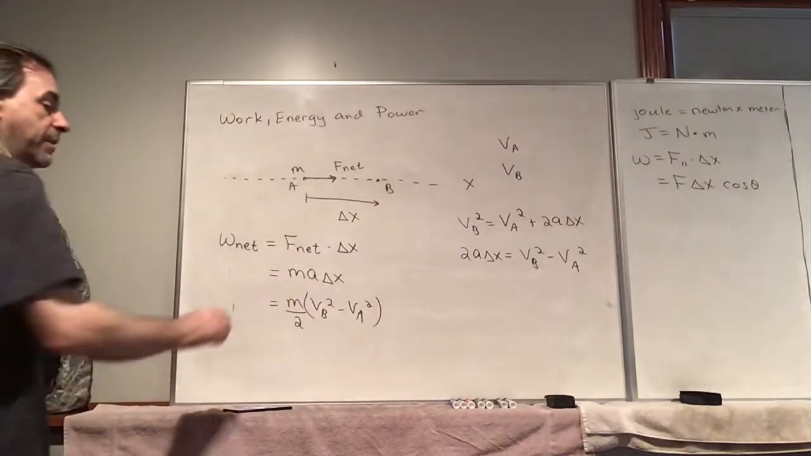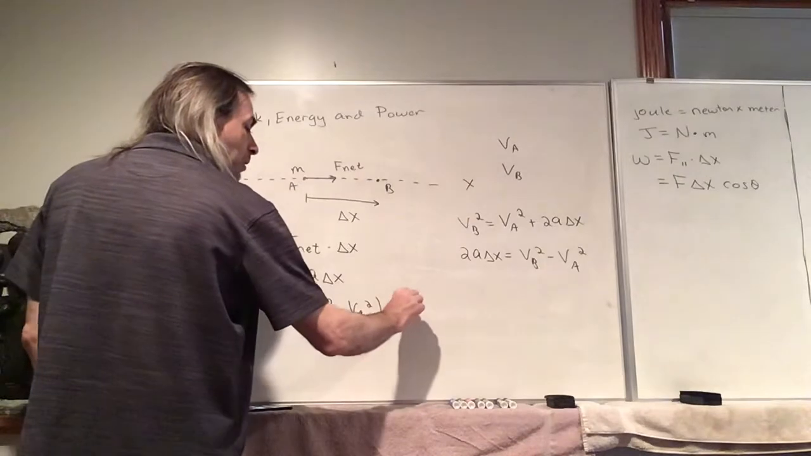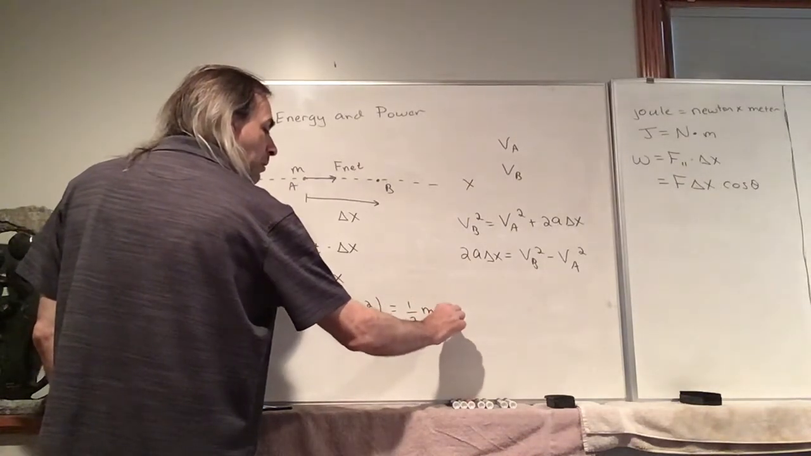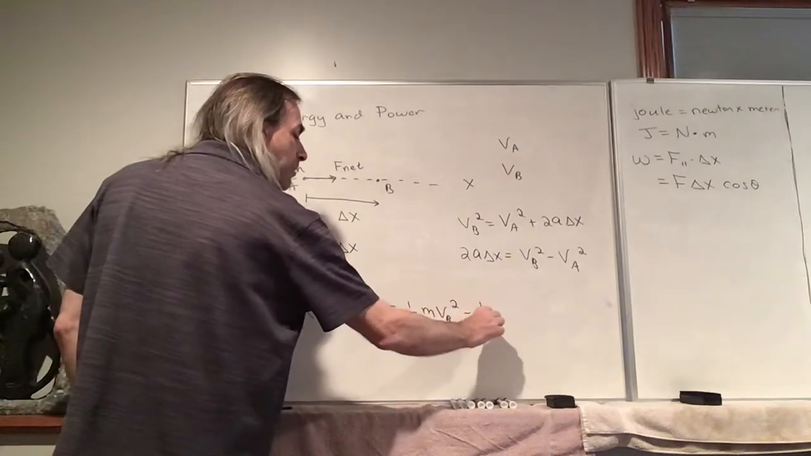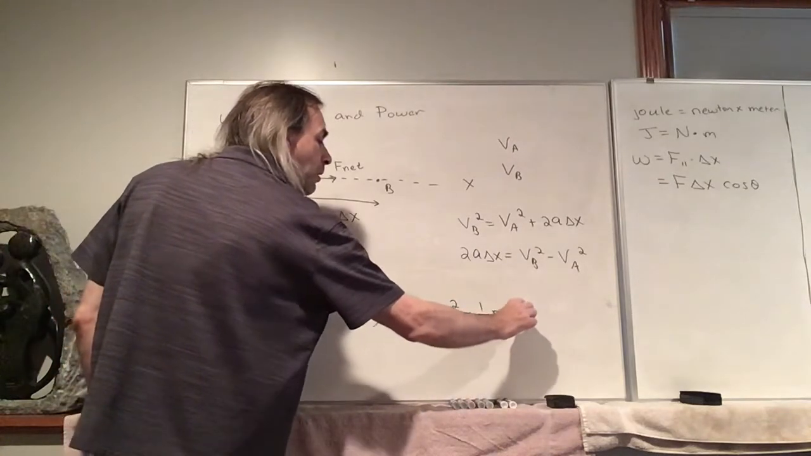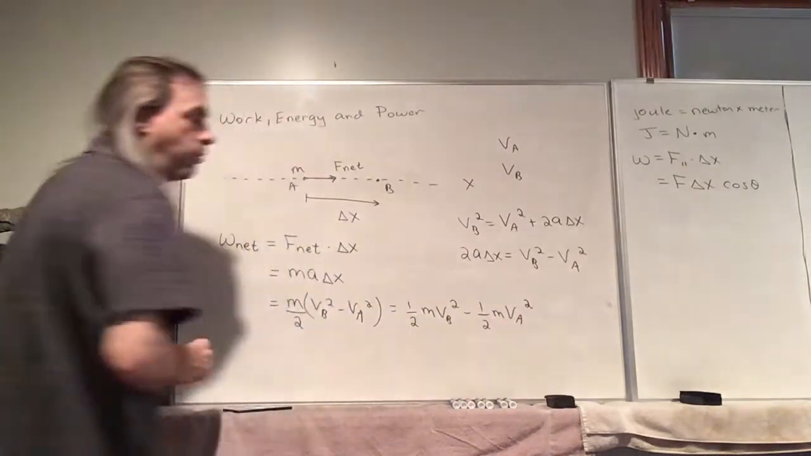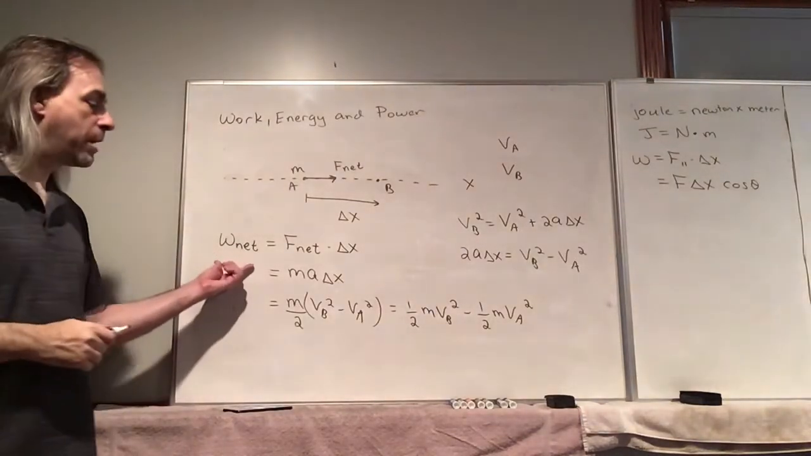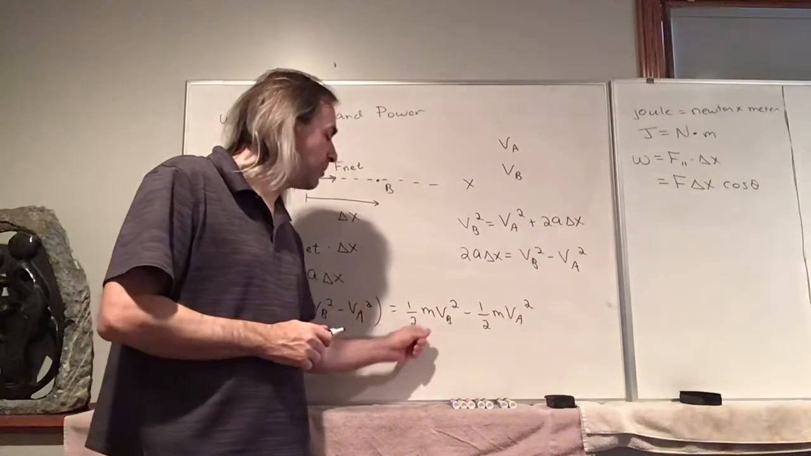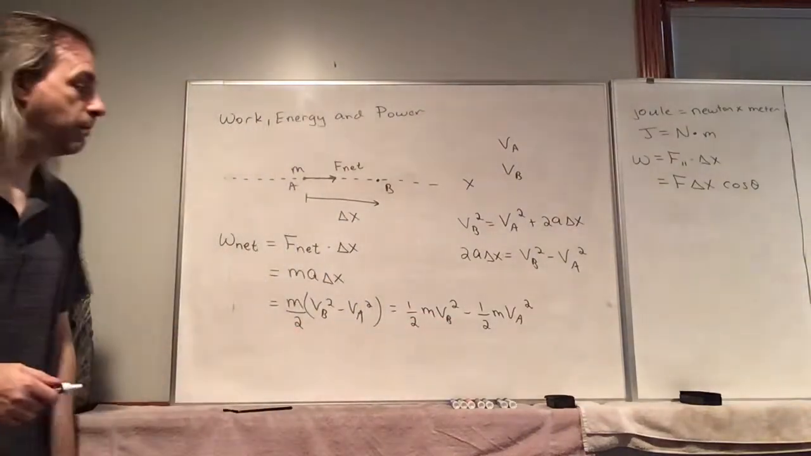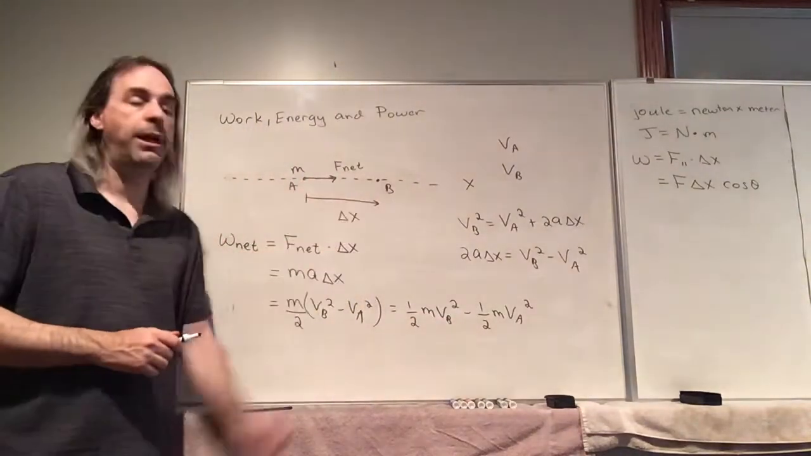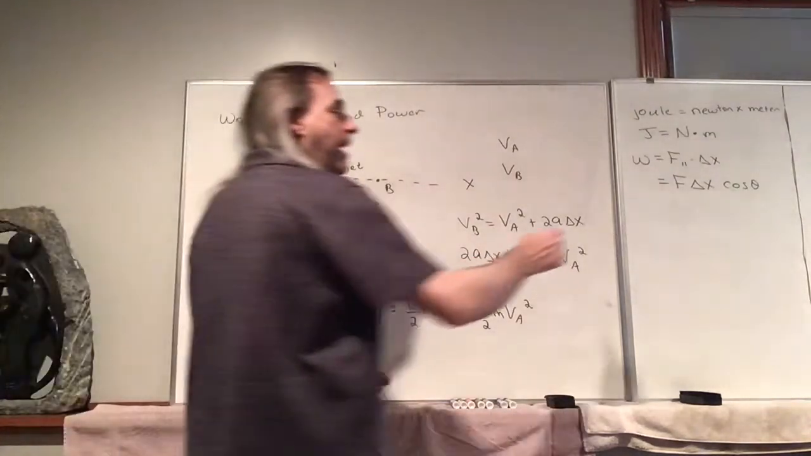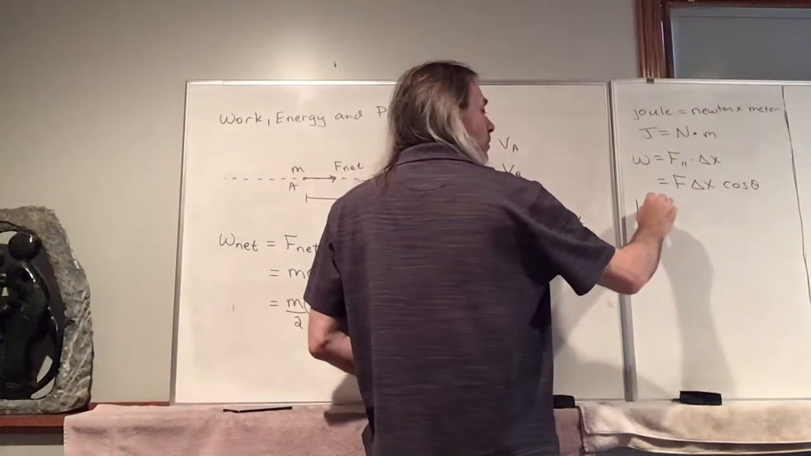And if we expand this with the mass, we can say 1/2 m VB squared minus 1/2 m VA squared. So by calculating the net work on an object, we get these terms, 1/2 mv squared, for the two different points, A and B. And what we're going to do is give that a name, and we call that kinetic energy.